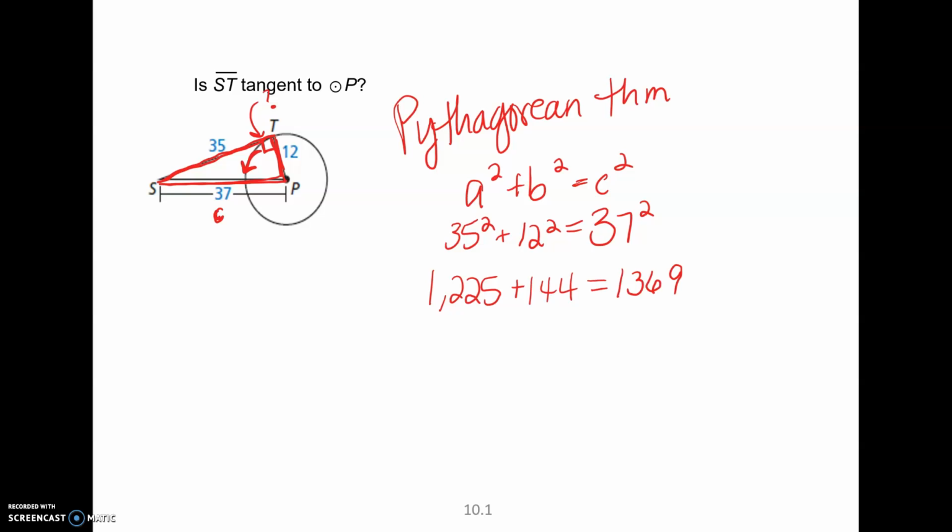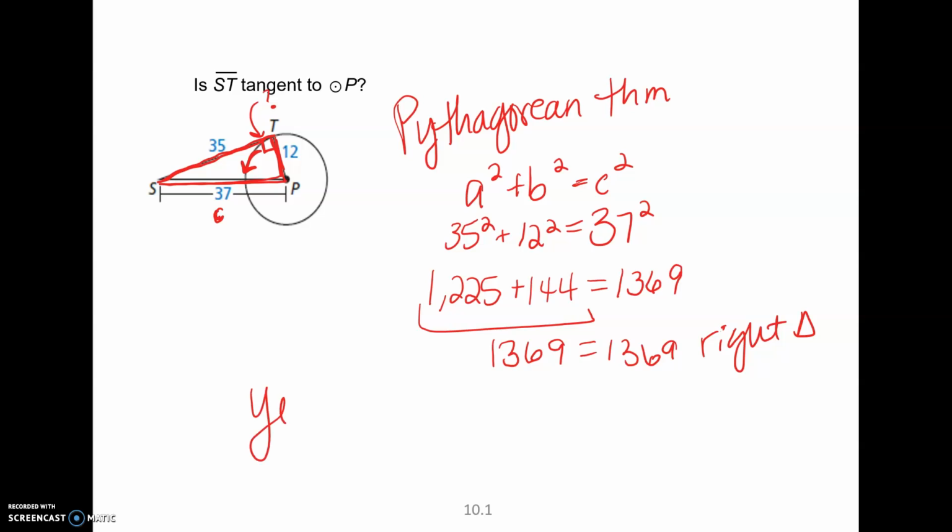So what I want to do is add those two together on the left there, and I get 1369 equals 1369. Remember, if they are equal, this is telling me this is a right triangle. So since I do actually have the right angle there, then yes, ST is tangent to circle P.